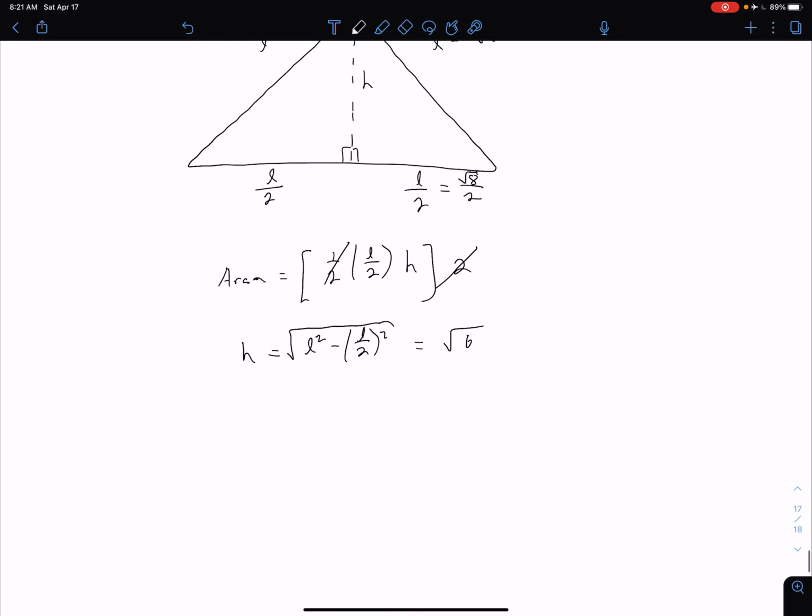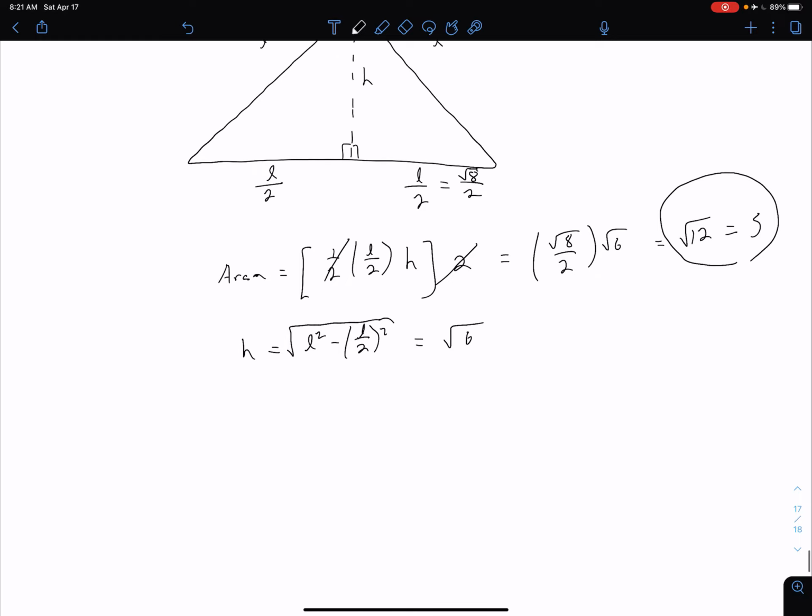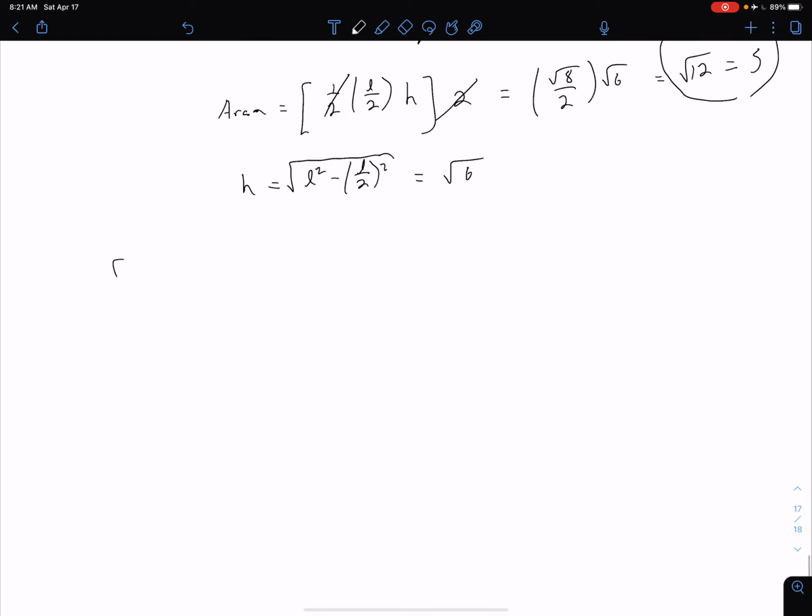So coming back to our area equation then, we can see that this is going to be the square root of 8 divided by 2 for that L over 2 times our square root of 6, which ends up being the square root of 12. And remember, in our equation above, we called that S. Okay, so now the only thing we need to do is find our u sub N. So let's find our unit normal vector, u sub N.